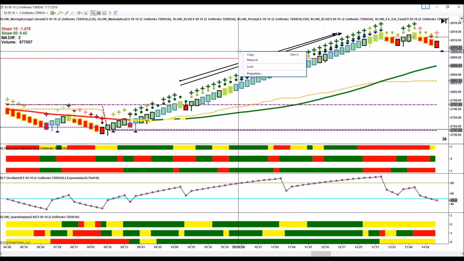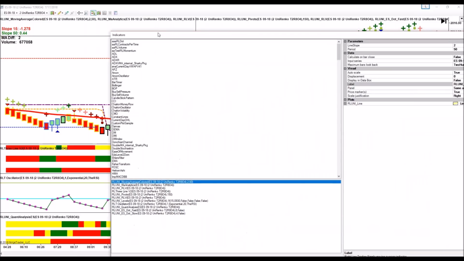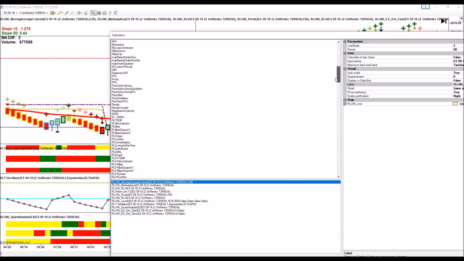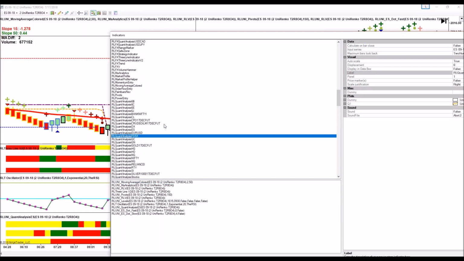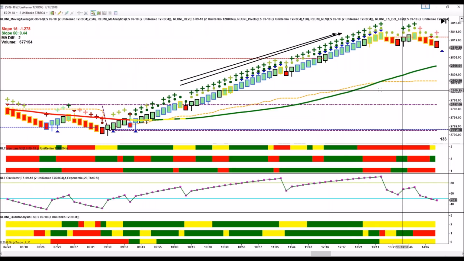Alan, they should be in your list. If you don't have them, just call and Sergio will put them in. They should be in your quant list here. See right here, RL Quant DAX. Okay.